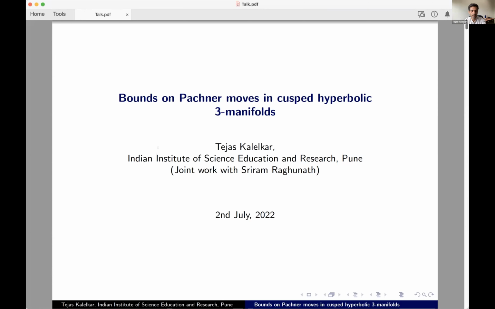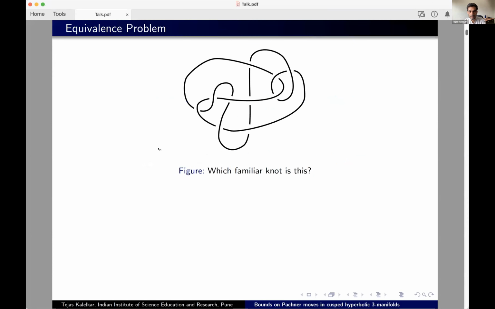Thanks. Yeah, so I'd like to be speaking about bounds on Pachner moves in cusped hyperbolic manifolds. This is joint work with my student Sriram. And to start with, I'd like to start with a very simple question. So is this a familiar knot?